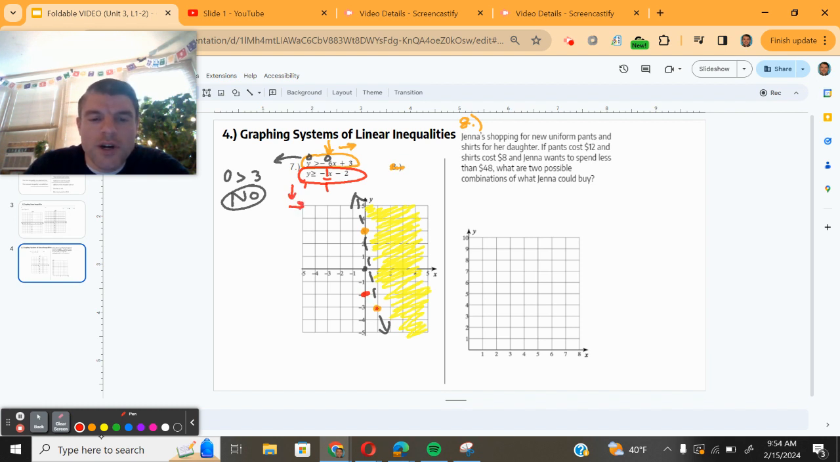Down 1 over 1, down 1 over 1, and so on, going up 1, backwards 1, repeating. It's a solid line because it's equal to.